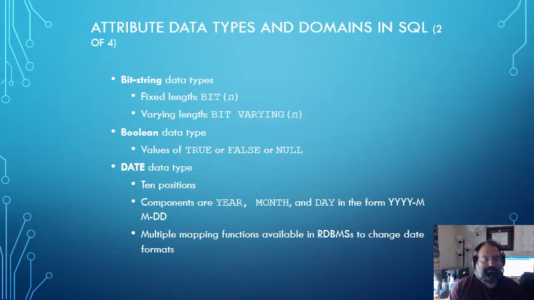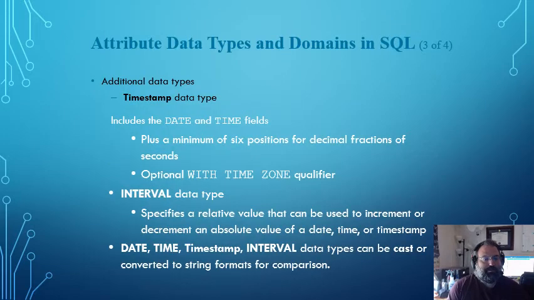Bit string data types include things like BIT(n), fixed length, or BIT VARYING(n), which is essentially a binary list or array of a certain either fixed or variable size. You have a Boolean data type, which is either true, false, or possibly null, depending upon the settings of the column. Then there's the date type, which, depending upon the database management system, could include year, month, and day, and could also include time, depending upon how it's being managed.